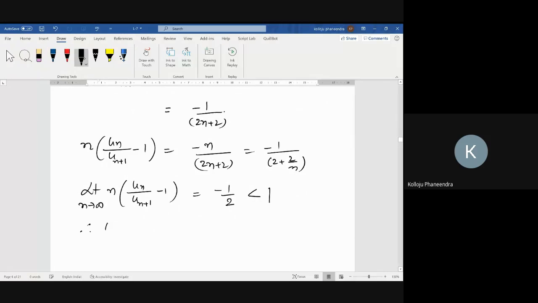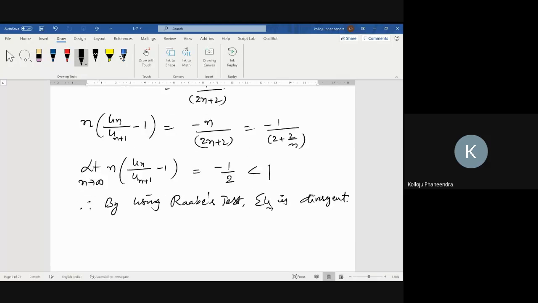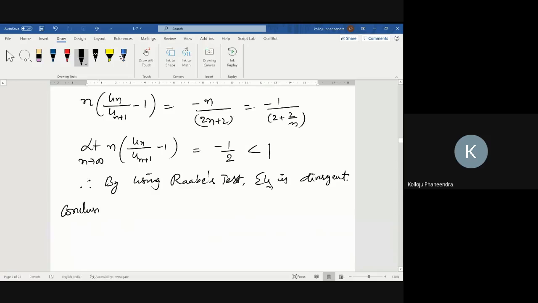Therefore, by using Raabe's test, sigma un is divergent. Lastly, write the conclusion. Conclusion: sigma un is convergent for, what is the value? x square less than 4, and divergent if x square greater than or equal to 4.